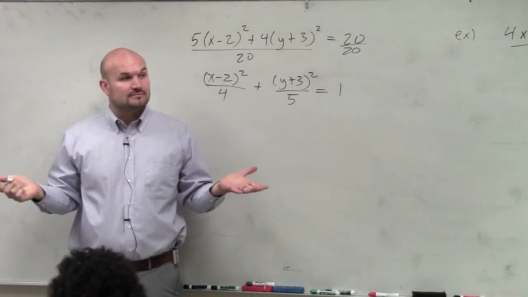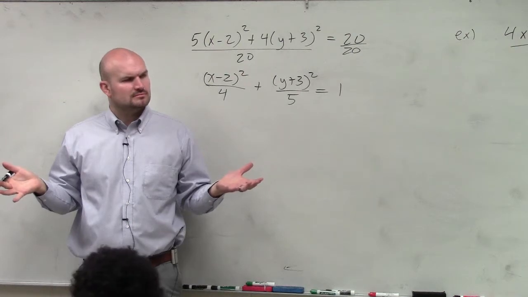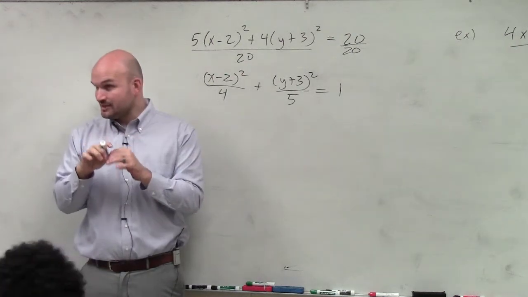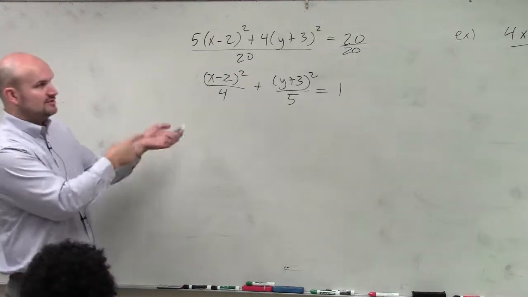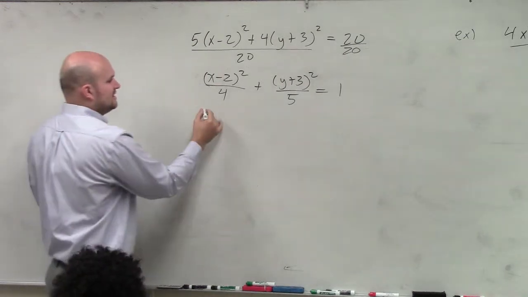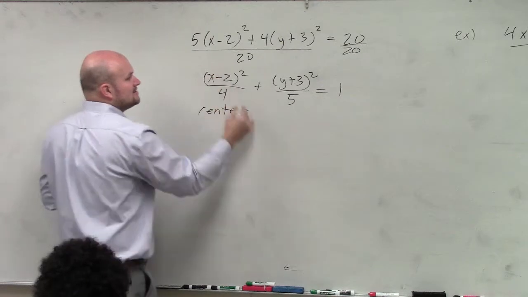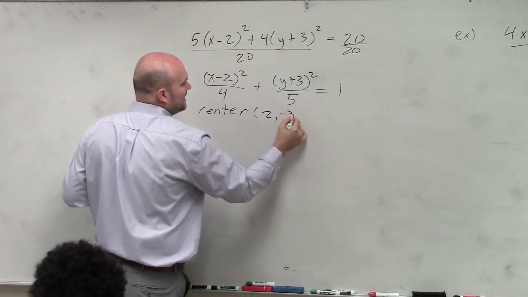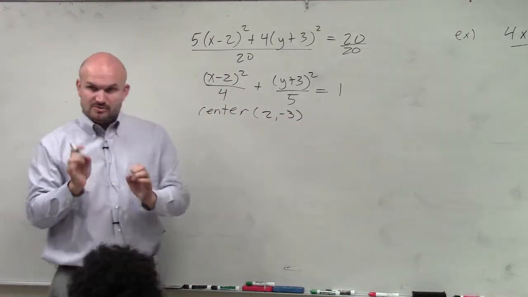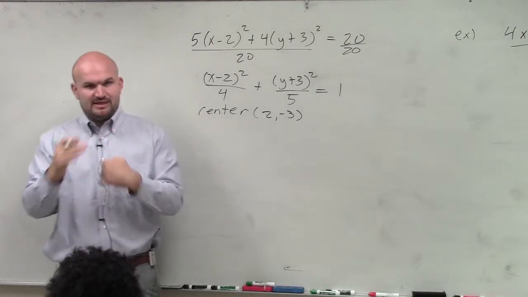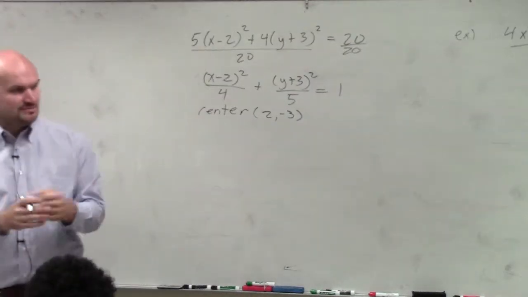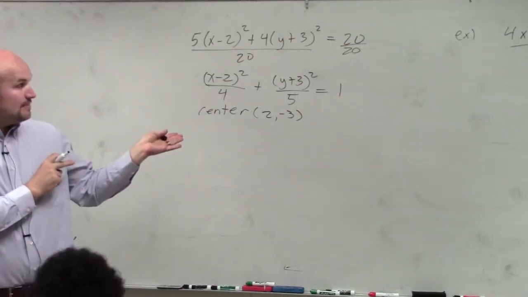Now, the next step is we need to identify the center. Previously, we had those zeros, right? Here, you can say that the center is, remember, it's x minus h, y minus k. So therefore, my center is going to be 2 comma negative 3. Just remember, it's always that opposite. We should hopefully be getting very used to this by now. So my center is 2 comma negative 3.